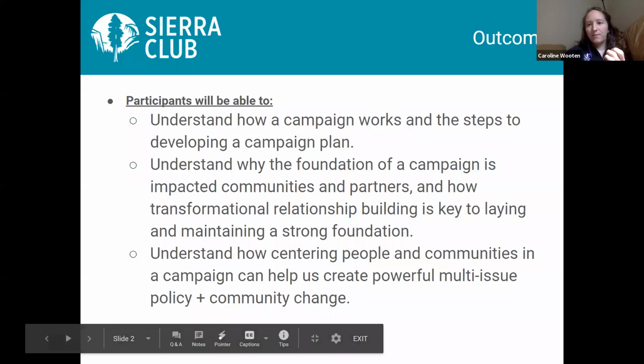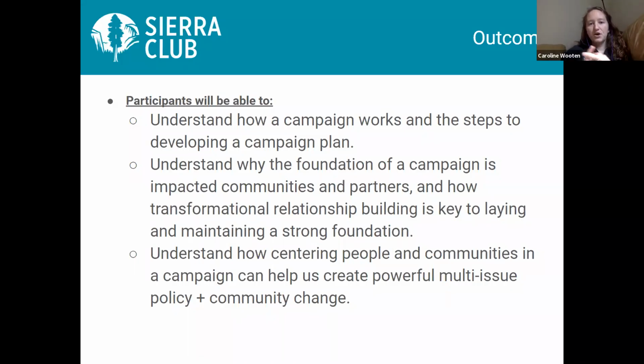So a number of objectives for this. One is just understanding how campaigns work and the steps involved in planning a campaign. Also understanding that the foundation of campaigns needs to be people, especially people most impacted by an issue and partners. And that relationship building is a really, really key part of any campaign. And then finally, understanding how if we are centering people, we're going to be creating multi-issue powerful campaigns that result in community change and aren't just focused on one issue.